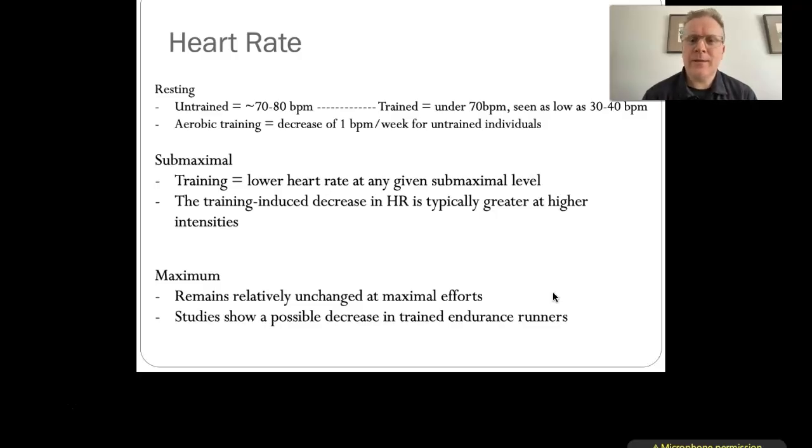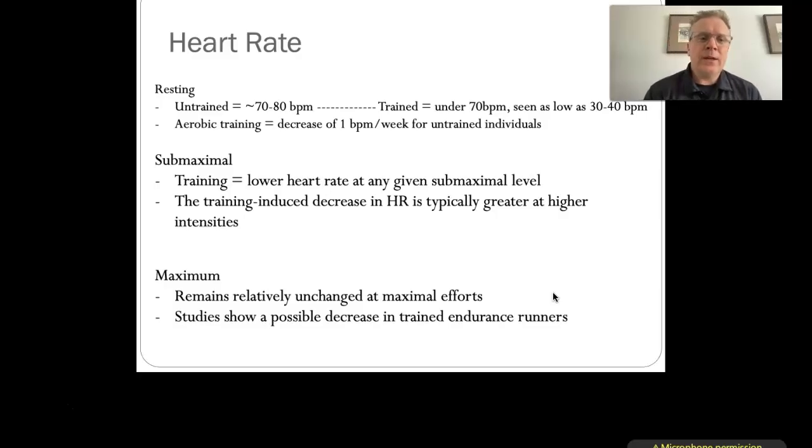If we're trained, we can see under 70 beats per minute. Typically, a lot of individuals that are active, we'd see right around 60 to 50 beats per minute, but it's not unrealistic to see resting heart rates at 30 or 40 beats per minute. So some of you might have resting heart rates down that low.